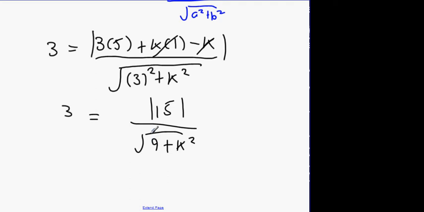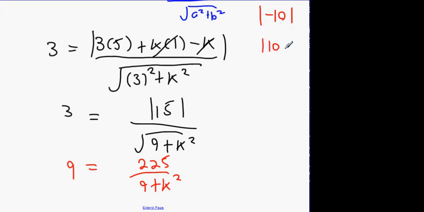I'd be very inclined to square both sides this time. Why do I square both sides this time? K is stuck in the root. So I'm going to get 9 equals 225 over 9 plus k squared. Is the modulus still there when you square it out? No. So example, modulus of minus 10, square minus 10, you get 100. Modulus of plus 10, square plus 10, you get 100. So it has to be positive, so the negative value no longer applies.